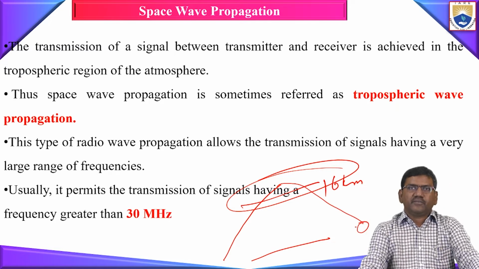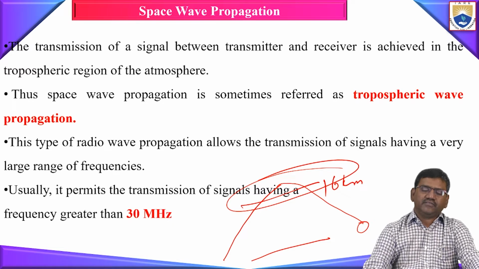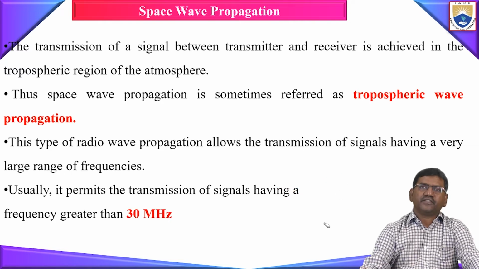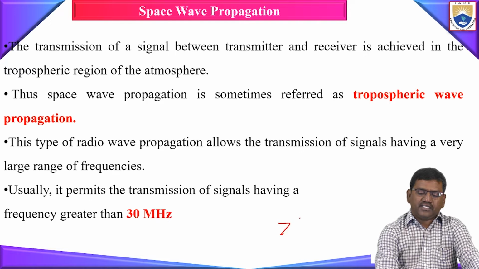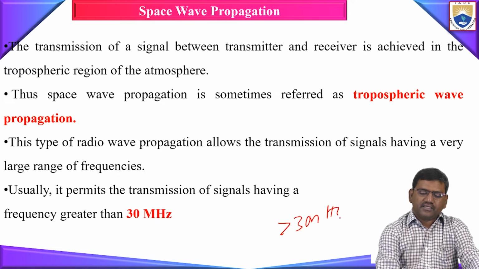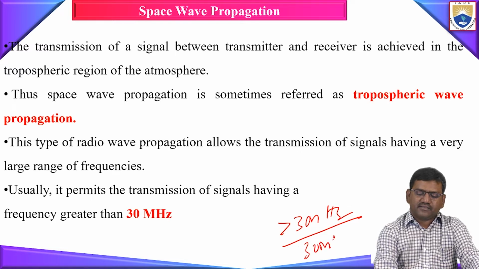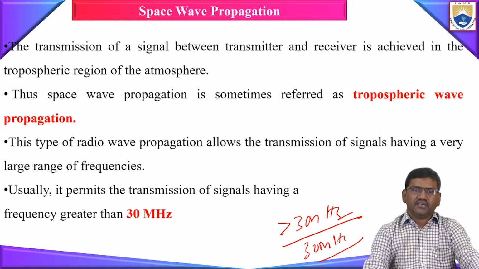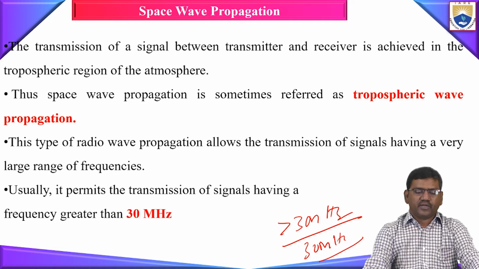This type of radio wave propagation allows the transmission of signals having a large range of frequencies. Extremely high frequencies we can transmit in the tropospheric wave region only. It means around greater than 3 megahertz to 30 megahertz. All these types of signals which come under this range, we can transmit with a large range of frequencies in this region only. That is the tropospheric wave propagation.